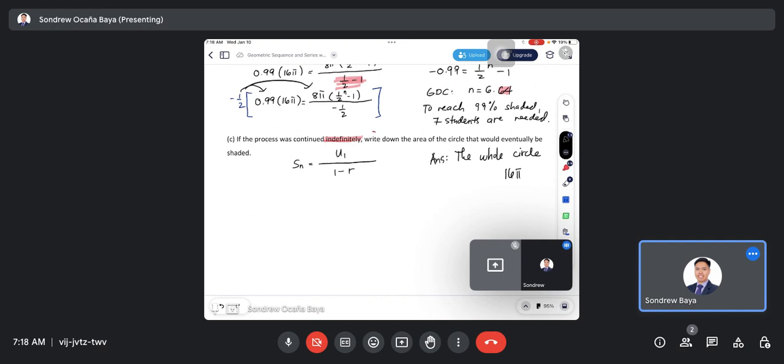But just to prove that it's really 16 pi, you can make use of this formula. We have 8 pi over 1 minus 1 half. And then make use of your GDC. So S sub infinity is equal to 16 pi. And that means the prediction is indeed correct.